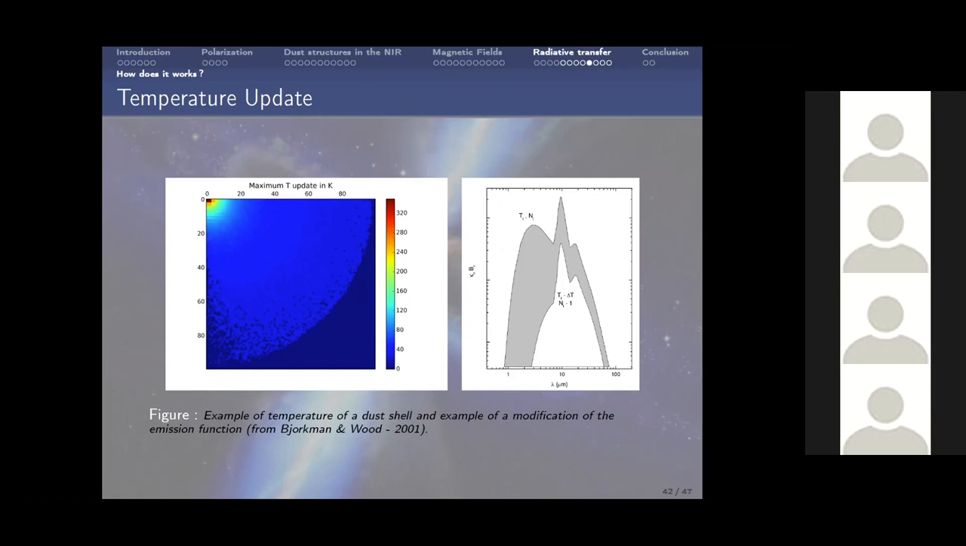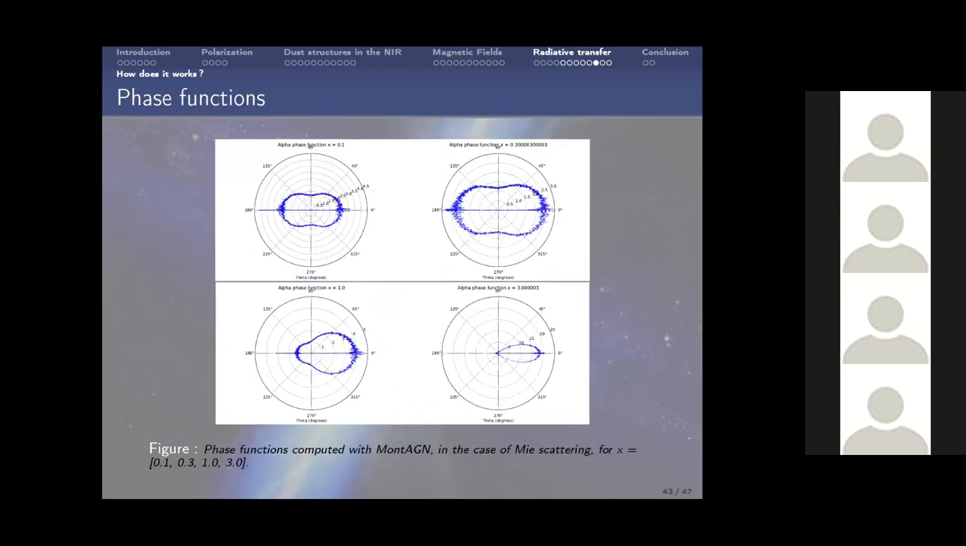So this allows a pretty complete simulation, including the effect of the re-emission depending on the temperature of the medium. If you're close to the bright object, it's probably going to be at a higher temperature than if you're farther away. So that's basically the principle of how the code works.